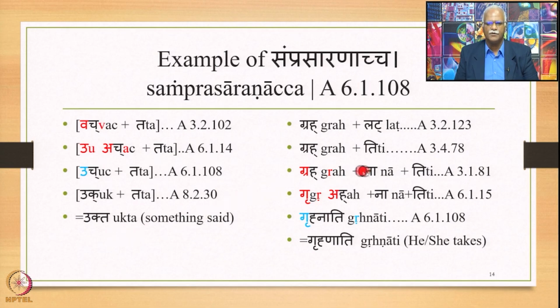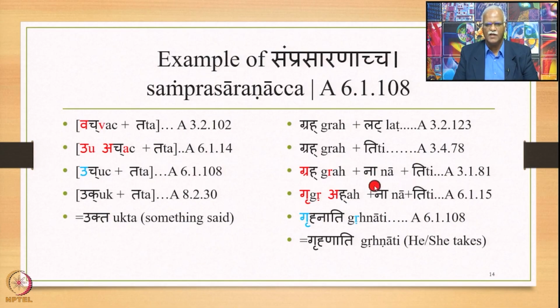Let us take one more example of samprasaranach. This is the verbal form. So we take the verbal root graha, to take or to cognize, and add the suffix lat to it to indicate the present tense by 32123. This lat gets substituted by ti by 3478. Now this verbal root graha and this suffix ti have one more suffix in between, namely na, added by 3181. So now you have graha plus na plus ti.